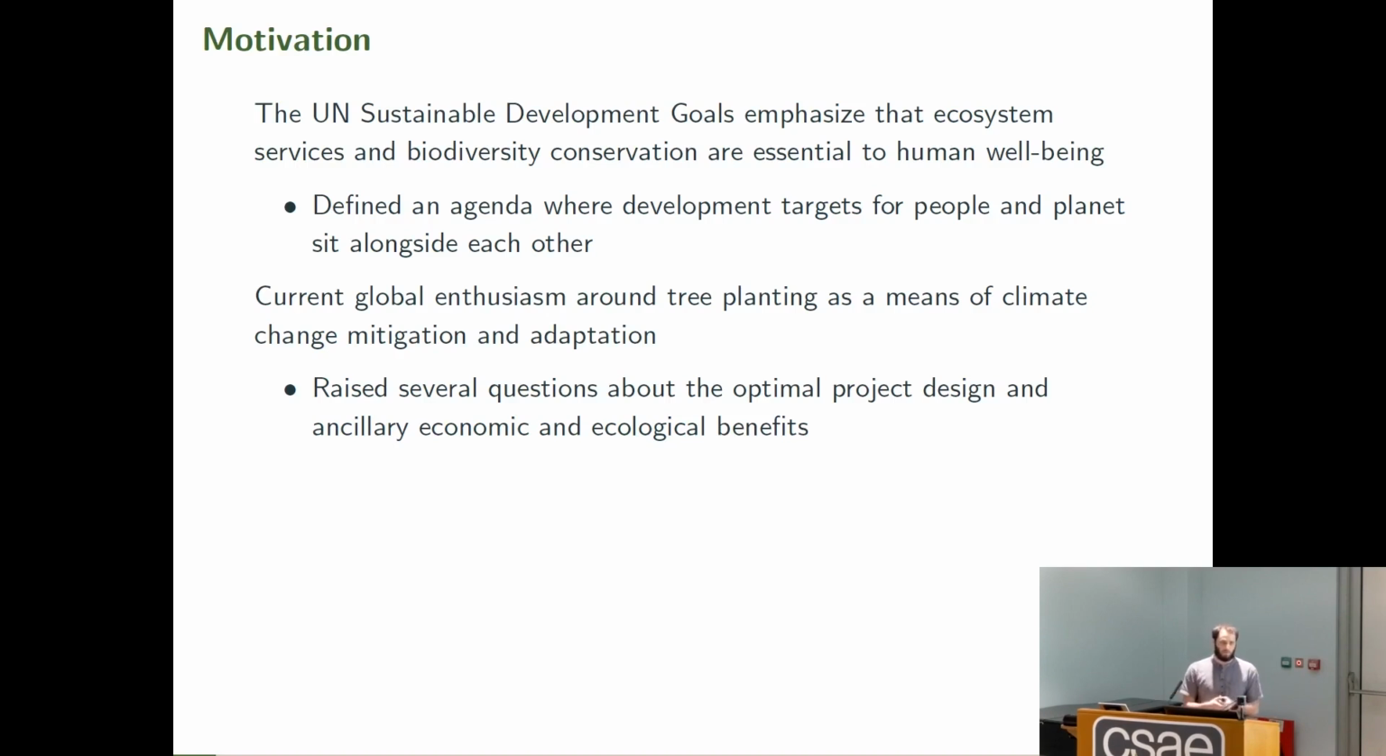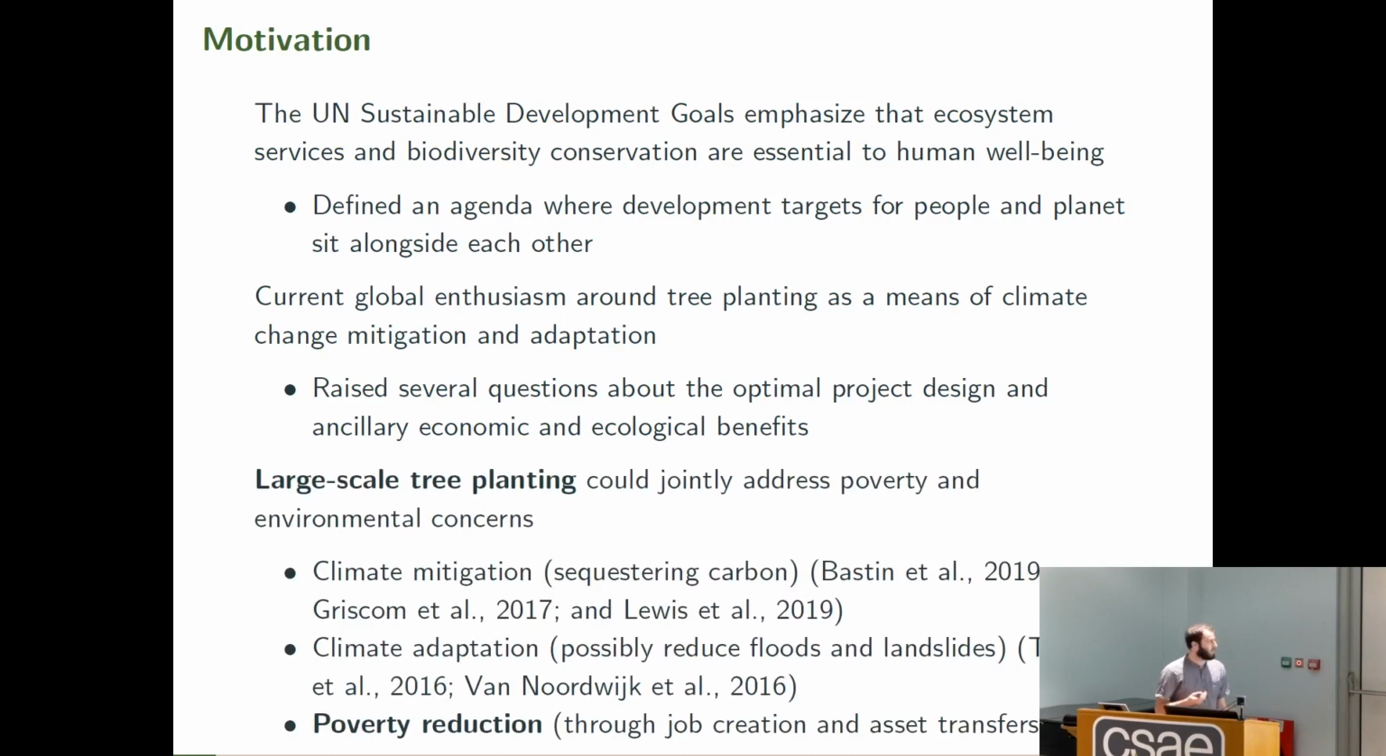In the last 10, 15 years, there's a global enthusiasm around tree planting as a means of climate change mitigation and adaptation, but several questions still remain as to what is the optimal strategy, the design of these programs, and what some of the ancillary or ecological benefits are that can be derived from them. So large-scale tree planting could jointly address poverty and environmental concerns.